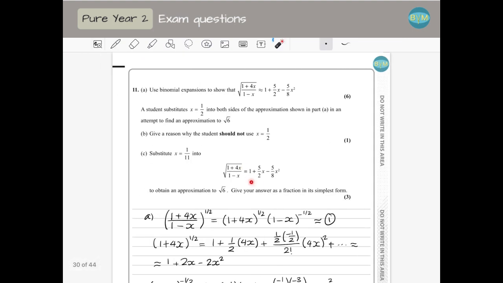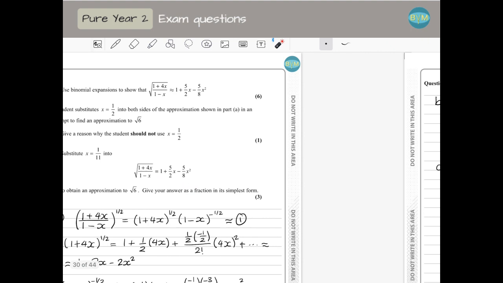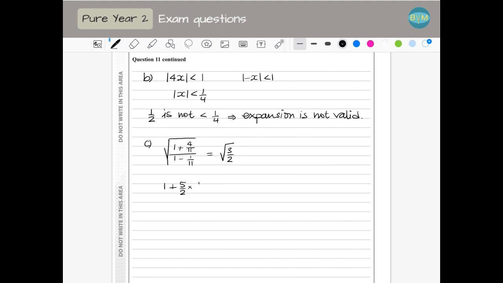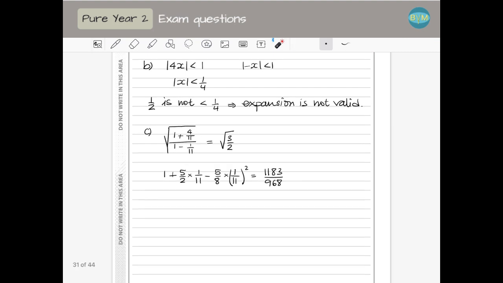And my right hand side is just substituting 1/11 here. So if I substitute there, I have 1 plus 5/2 multiplying 1/11, which is x, minus 5/8 multiplying 1/11 squared. When you do this, you get 1,183 and 968. So we need to approximate √6 using this thing.